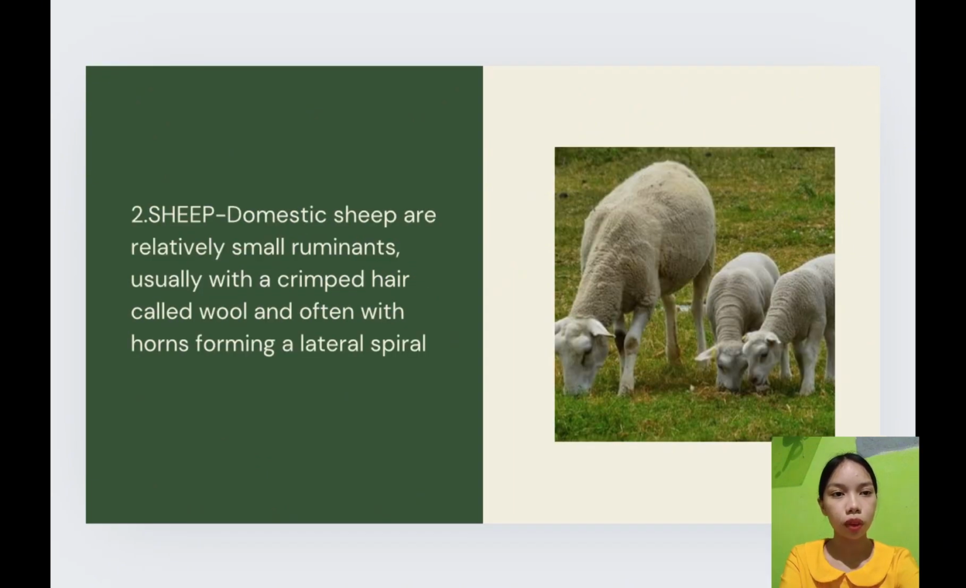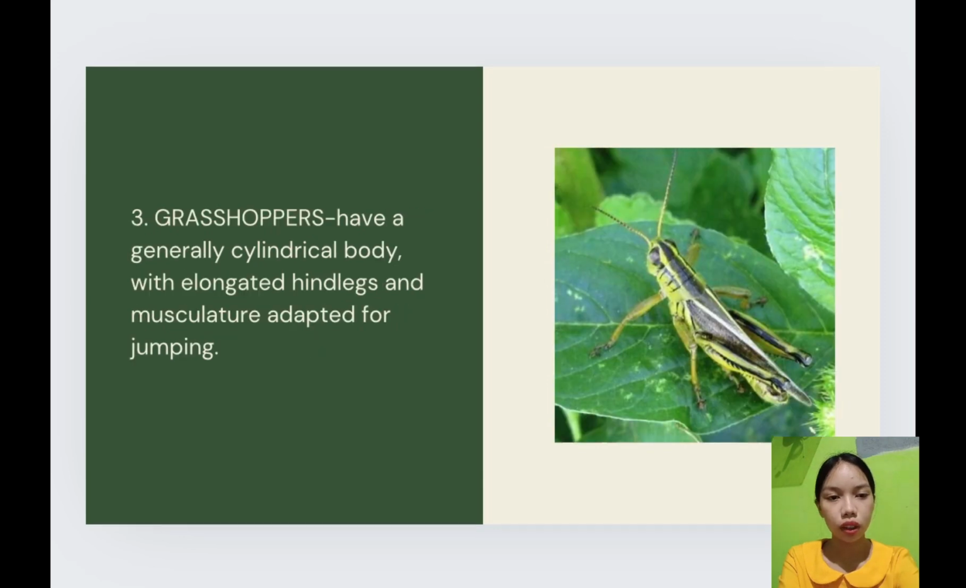Number 2 is sheep. Domestic sheep are relatively small ruminants, usually with trimmed hair, cold wool, and often with horns forming a lateral spiral. Sheep live in mountains and grassland, which is a large area with access to pasture. Number 3 is grasshoppers. They have a generally cylindrical body with elongated hind legs and musculature adapted for jumping. It occurs in greatest numbers in lowland, tropical forests, and grassland.